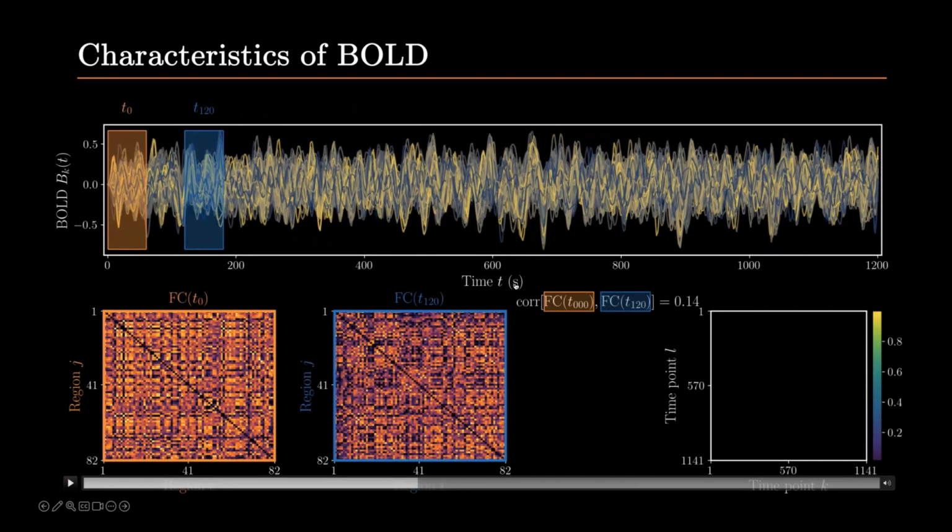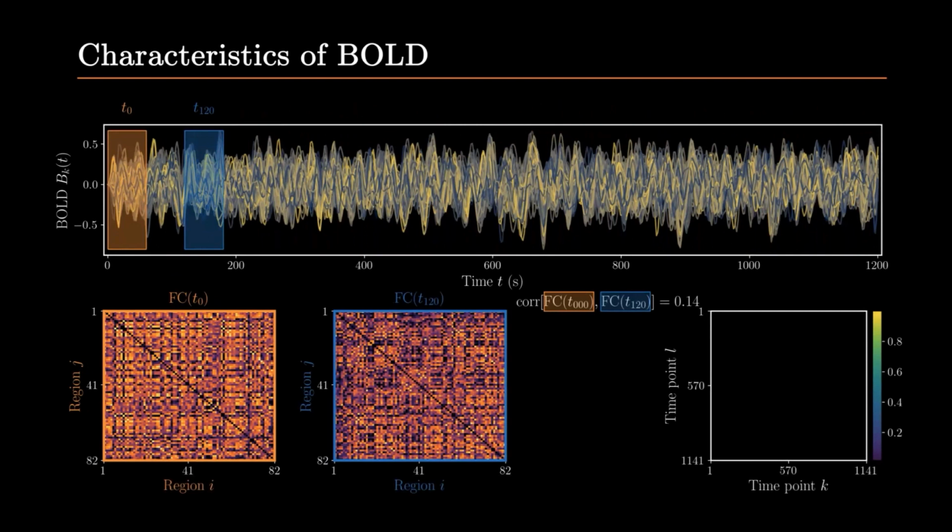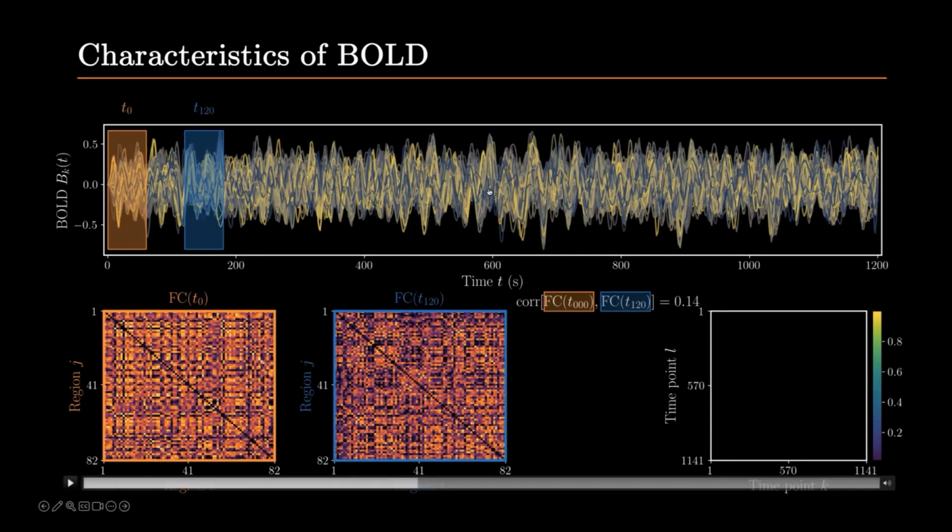Of course, they will differ because they are measured at different times, and the brain dynamics show different structures, even in resting state. So we compare these two FCs at the different time windows, computing correlation again. In this case, the correlation between time window T0 and time window T120 is 0.14. And then we can put this new correlation into a new matrix by scanning these two time windows against each other.